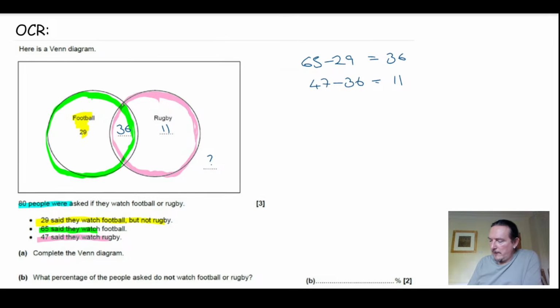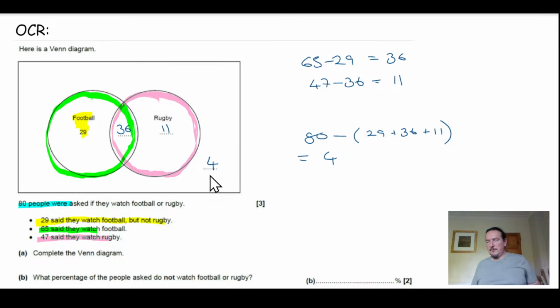So I can work that one out by taking 80 and subtracting the other 3. So the 29 plus the 36 plus the 11. Take those away from 80. So 29 and 11, that's 40, plus 36 is 76. That leaves me with 4, doesn't it? Okay, so I've got 4 people sitting outside the 2 circles down there.